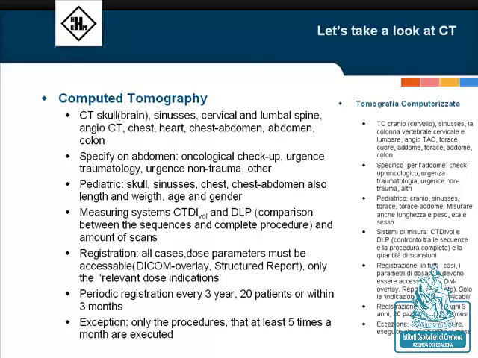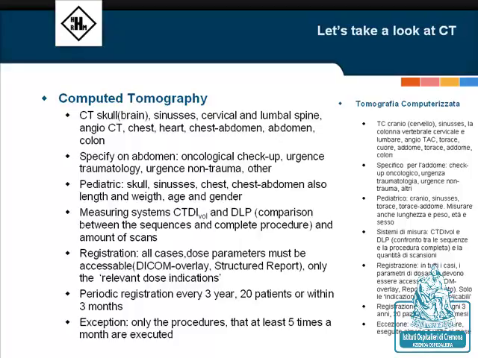So let's take a look at CT, because I think that CT is one of the modalities which gives the most dose to our patients. Then we are asked to fill in CT skull, brain, sinuses, cervical and lumbar spine, etc. A lot of different procedures. And for the children, we need also to add the length and the weight, age and gender, which is logical.